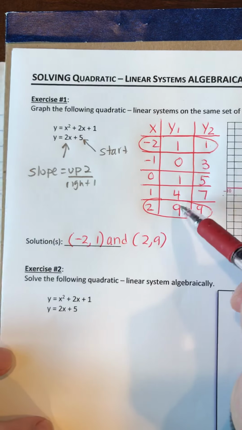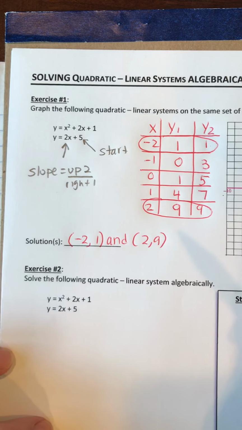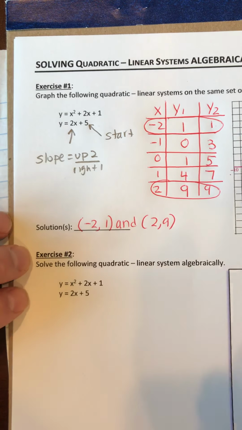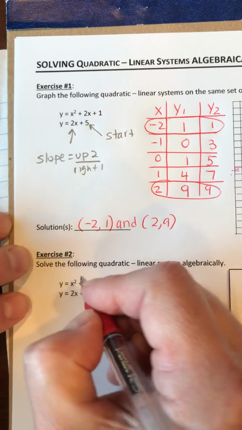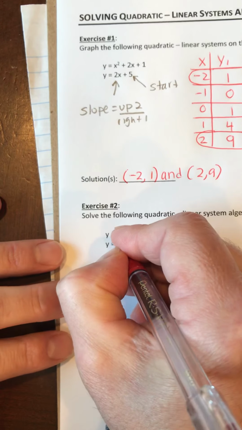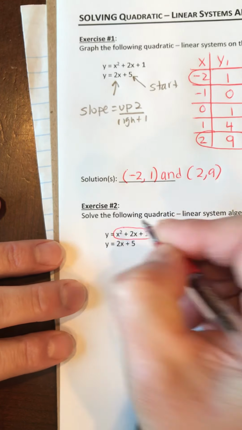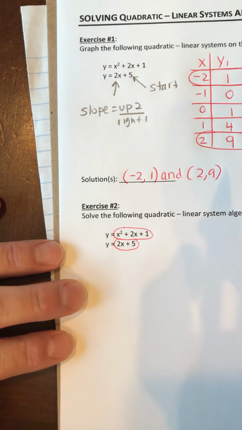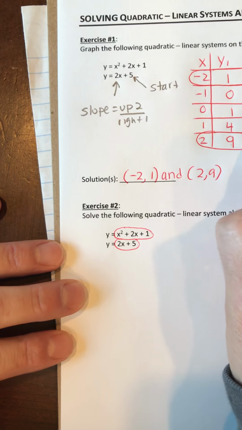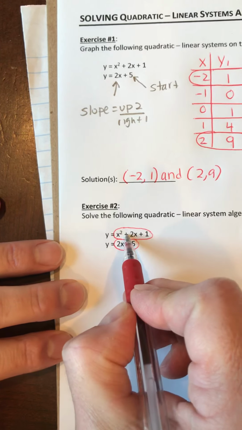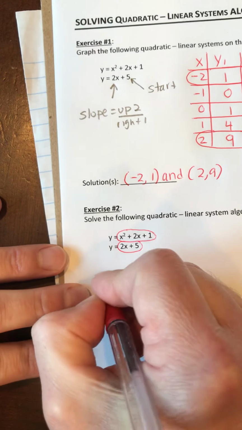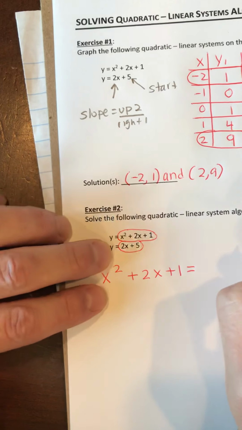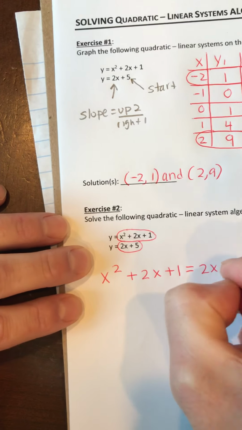So when the two y values equal each other, that's your solution. So that's what we're going to use to solve it algebraically. It's when the y values are equal. So we're going to take our two expressions, x squared plus 2x plus 1, and we're going to make it equal to 2x plus 5, because when the two y values are equal, that's your solution. So this is one y value, and this is the other. We're going to make them equal. So x squared plus 2x plus 1 equals the other equation, 2x plus 5.